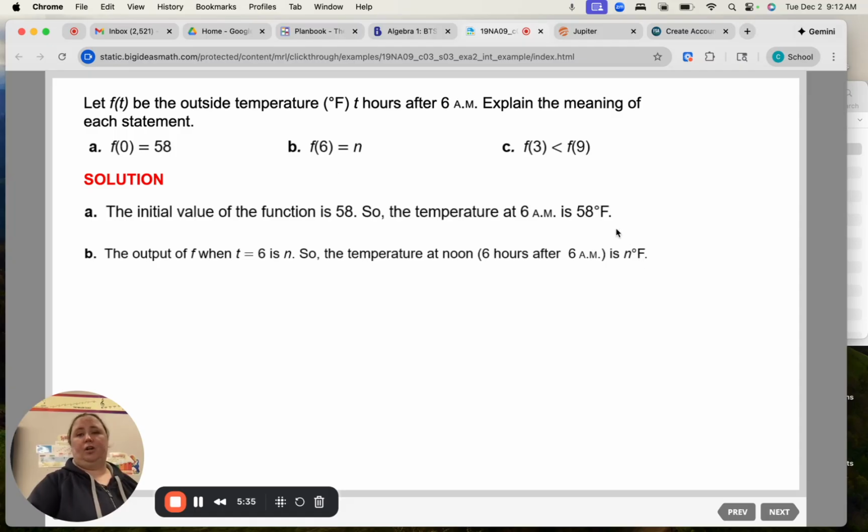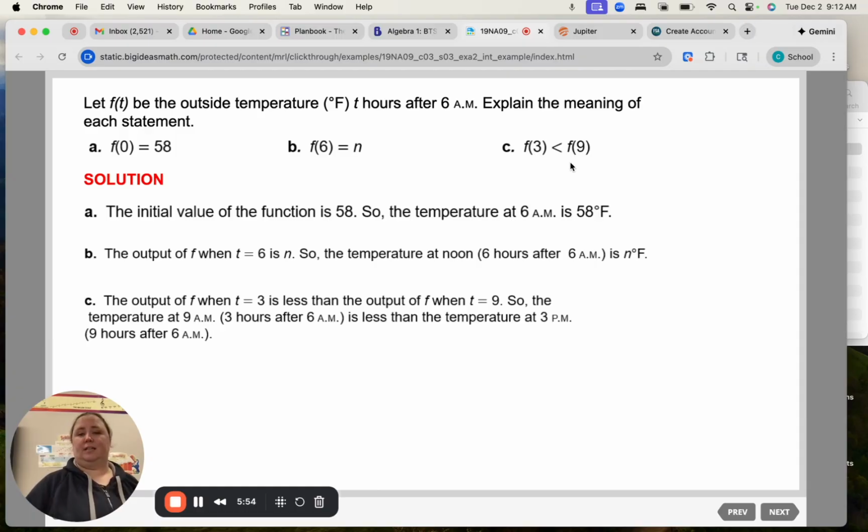Okay, and then the third one, F of 3 is less than F of 9. So what is this telling us? 3 hours after 6 is cold, and 9 hours after 6. Very good. 3 hours after 6 a.m. is going to be colder than 9 hours after 6 a.m.